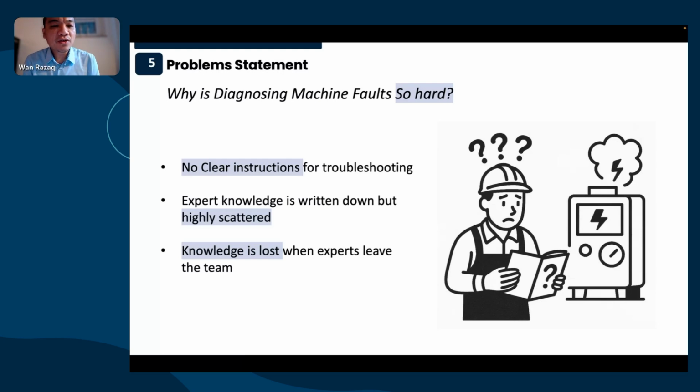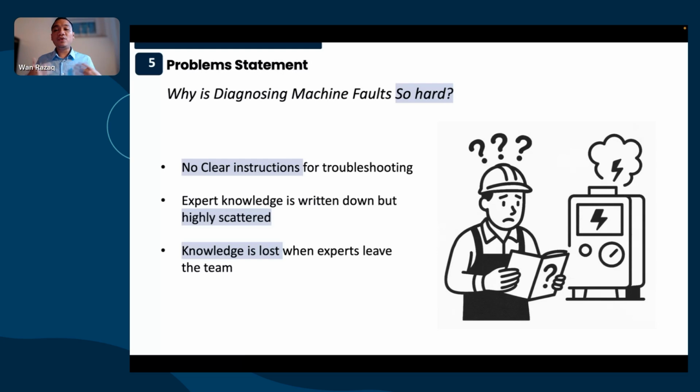So we start with the problem. Why is diagnosing machine faults so hard? As we know, manufacturing really relies on machines in doing their operations. Just a second of downtime with the machine could create a really negative impact for the manufacturing company, because they could lose productivity, they could lose operationality, and it would affect the profitability of the company.